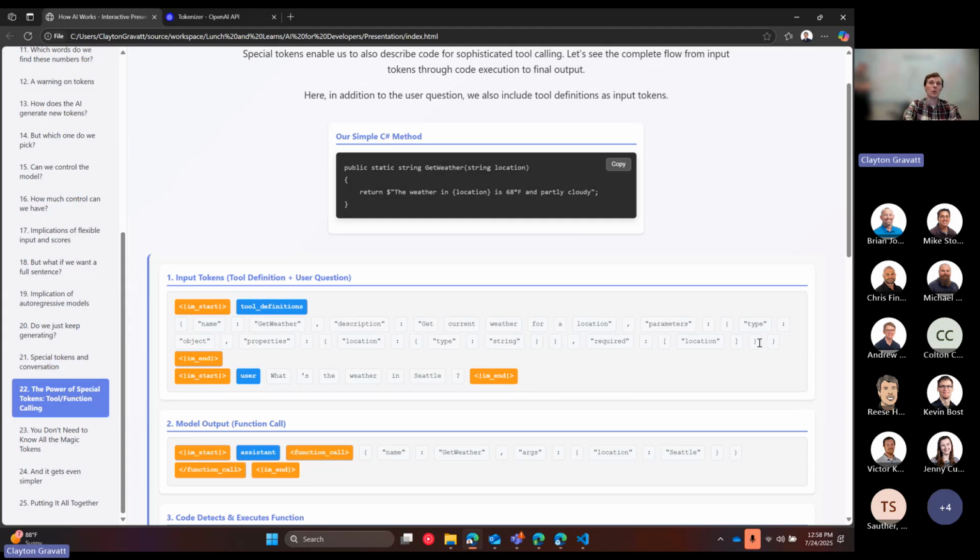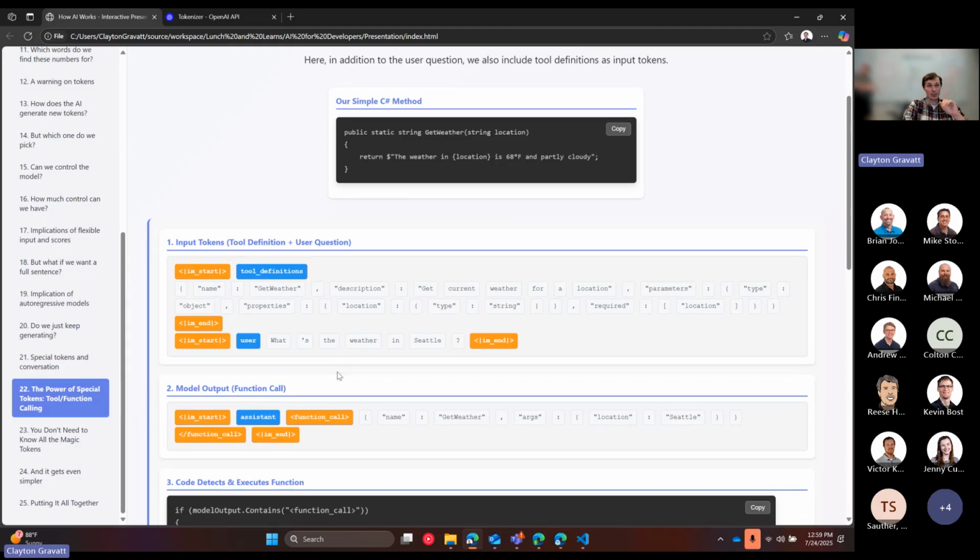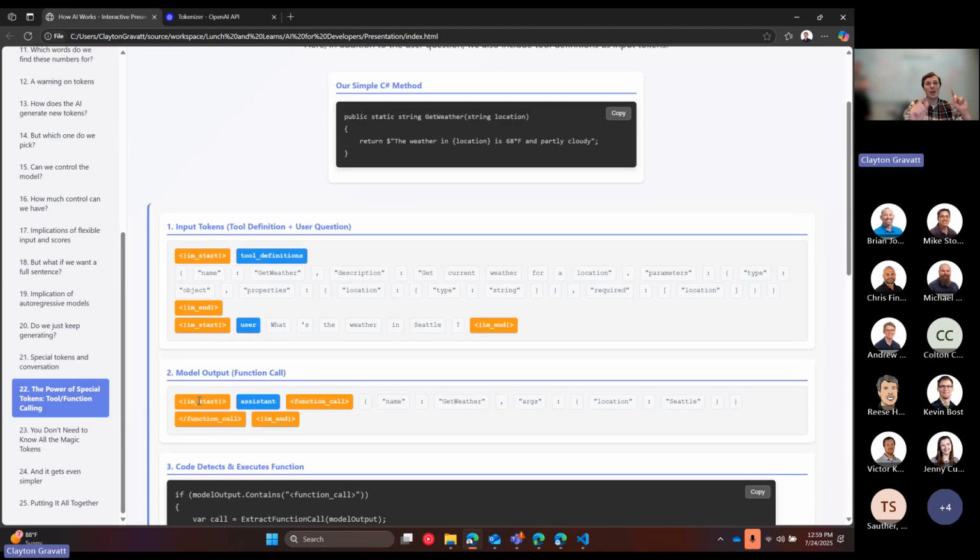So we've told our model, as part of our input tokens, about this function up here. And now we've also given it our user prompt. Our user is asking, what's the weather in Seattle? Now what our model does is very interesting, because it has these tool definitions and we've given it some other special tokens, we can let it emit function calls where it describes how it thinks we should call that code to help our user along the way.